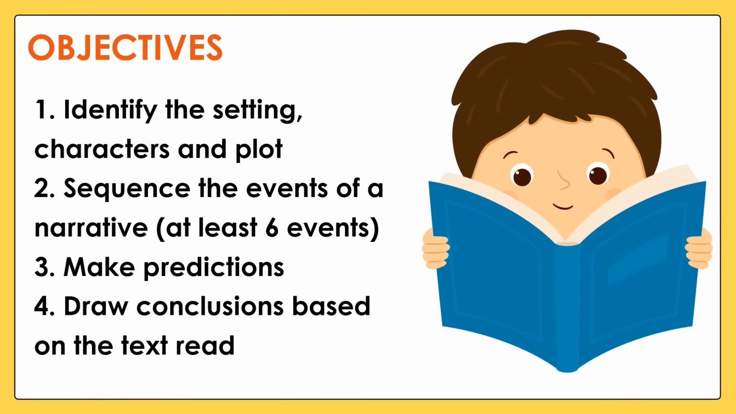Here are the objectives. Number 1, identify the setting, characters, and plot. Number 2, sequence the events of a narrative. Number 3, make predictions. Number 4, draw conclusions based on the text read.